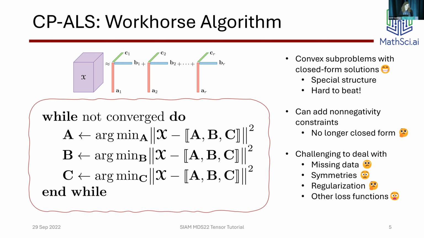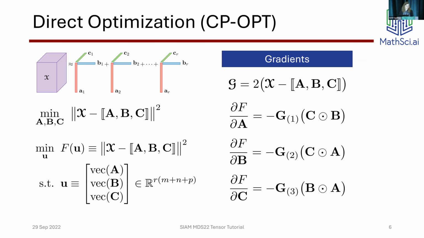There are some limitations though. You can add non-negativity constraints to least squares, but now it's no longer an easy closed form problem. It's even more challenging to deal with things like missing data, symmetries, like if you want A to be equal to B, regularization, or using other loss functions, which you'll hear about in the last part of the tutorial. So an alternative to the CP alternating least squares is what we call CP opt.